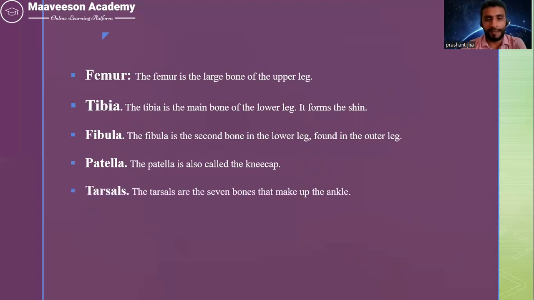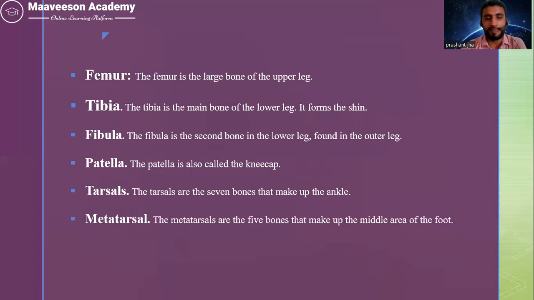Tarsal. The tarsals are the 7 bones that make up the ankle joint. Metatarsal. The metatarsals are the 5 bones that make up the middle area of the foot. And phalanges. The phalanges are 14 bones that comprise the toes.